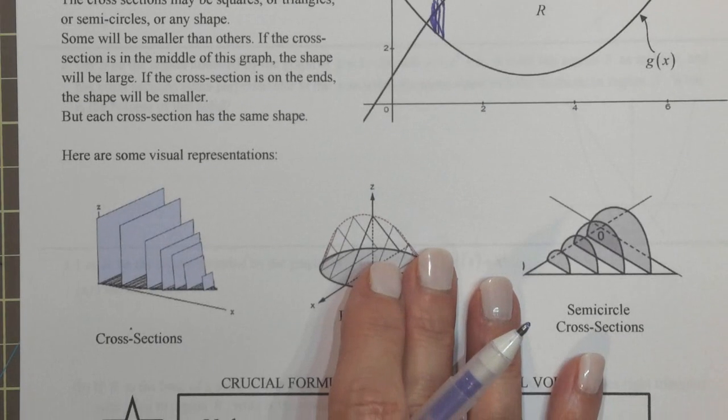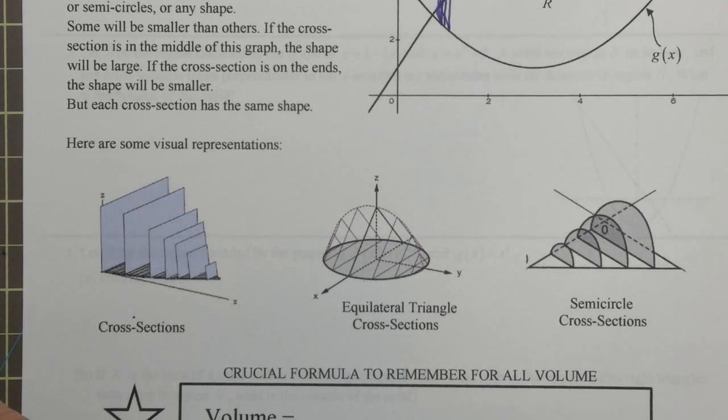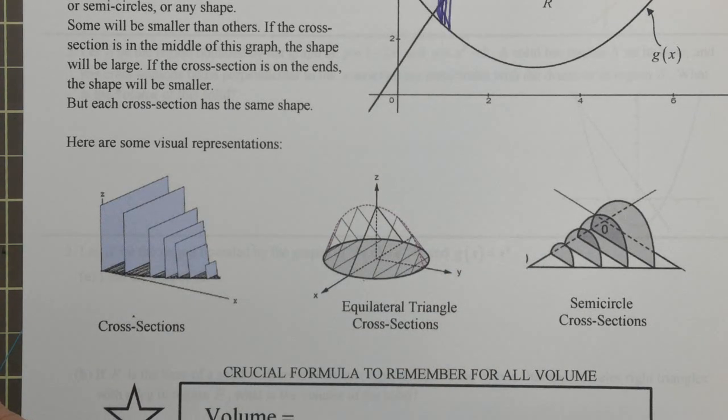Here are some visual representations that I just cut and pasted from the internet. Here the cross-sections are either squares or rectangles. Here cross-sections are equilateral triangles. Here cross-sections are semicircles.